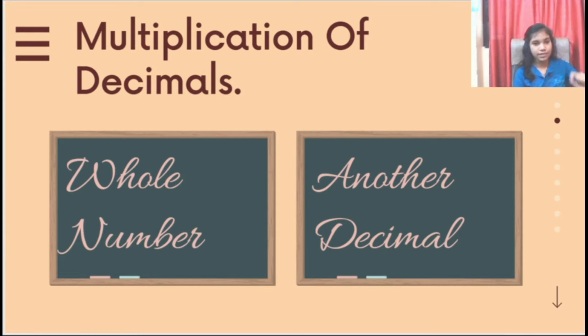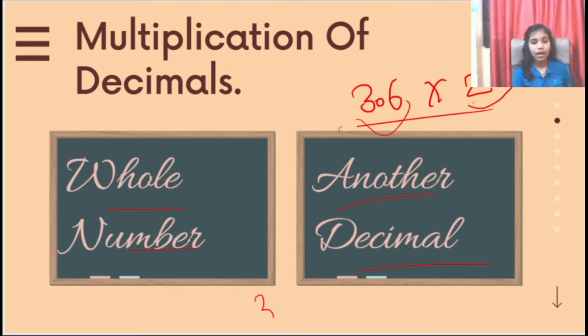So multiplication of decimals can be done in two ways, either by a whole number or by another decimal. By a whole number, I mean like 3.6 multiplied by 2. Here 2 is a whole number, while 3.6 is a decimal number. While if I say 3.6 into 3.6, both are decimal numbers. That's why it is multiplying two decimal numbers.